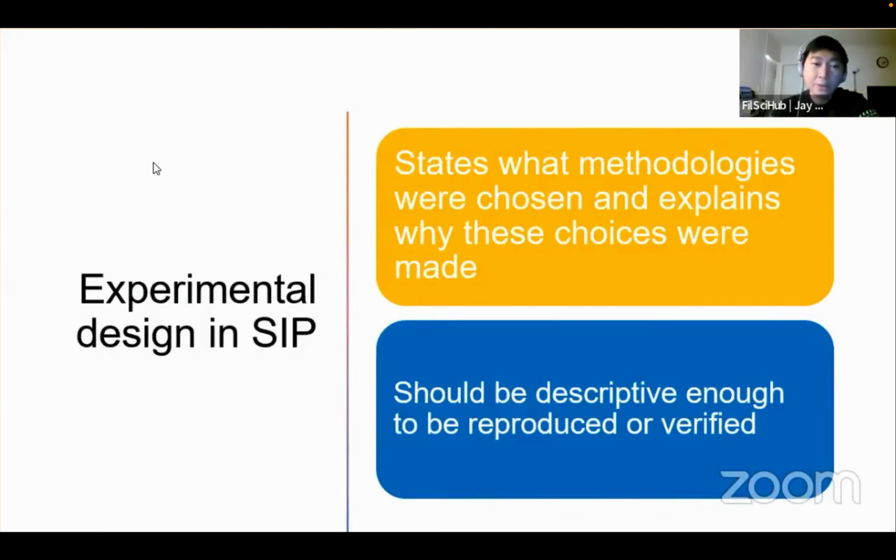And when we're writing the methodology part, sasabihin ng mga teachers that we try to be as detailed as possible. And that's because the experimental methodology must be descriptive enough to be reproduced and verified by another group of people or another person, another experimenter. So sa ating mga teachers, let us train our students to be really detailed on the methodology part.